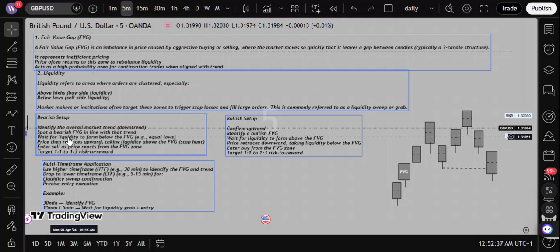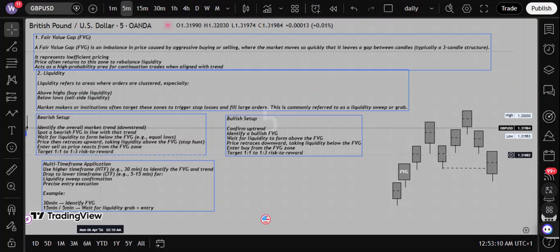We also have the third confirmation: wait for liquidity to form below the FVG. It has to form below the FVG, not above the FVG. And what's the next confirmation? Price often retraces upward, taking the liquidity above the FVG, which serves as a stop hunt. They enter a sell as the price reacts from the FVG zone, targeting a 1 to 1 or 1 to 3 risk to reward ratio.